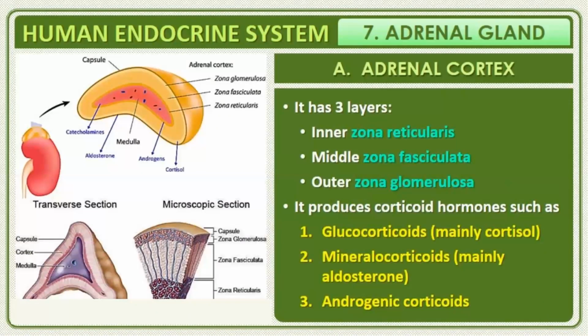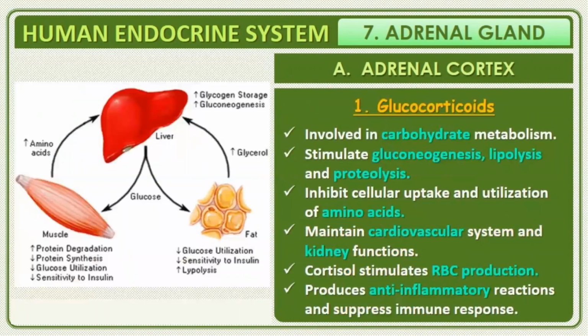The adrenal cortex has three layers. The inner one is zona reticularis, the middle one is zona fasciculata, and the outer one is zona glomerulosa. It helps in production of corticoid hormones such as glucocorticoids, mineralocorticoids, and androgenic corticoids.